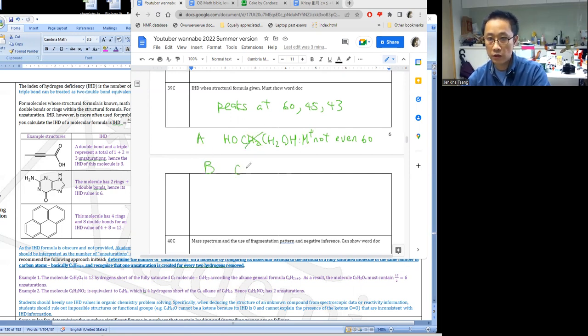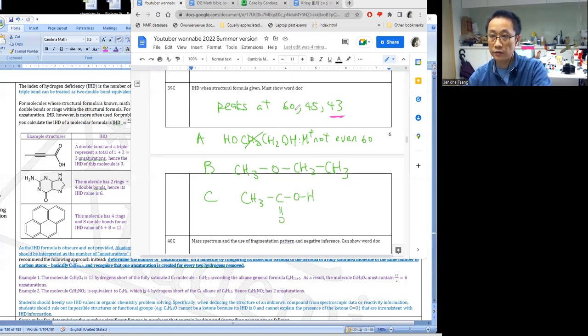B is CH3OCH2CH3. The molecular mass is actually 60, but this is wrong because you can't really account for the peak of 43. To get 43 from 60, you have to subtract 17. There's no way that I can cleanly cut off a fragment whose mass is 17 from the structural formula. So you may not want to immediately rule it out, but you should definitely feel suspicious about B being the correct answer. And C, carboxylic acid, is actually the correct answer.